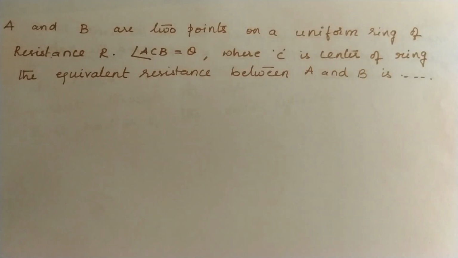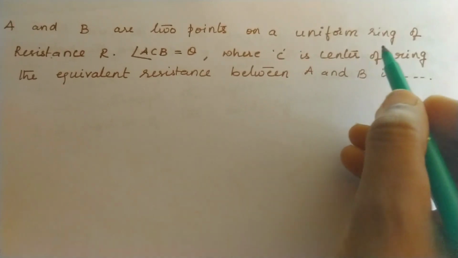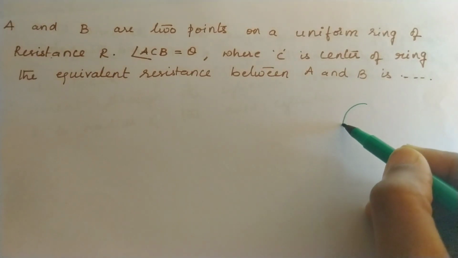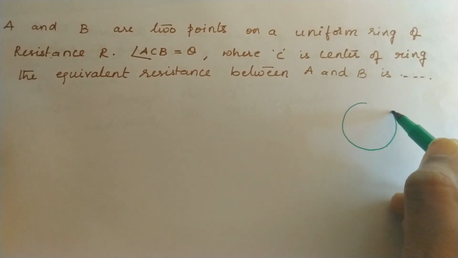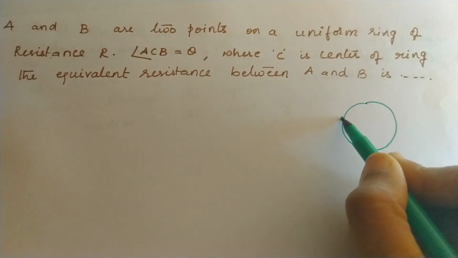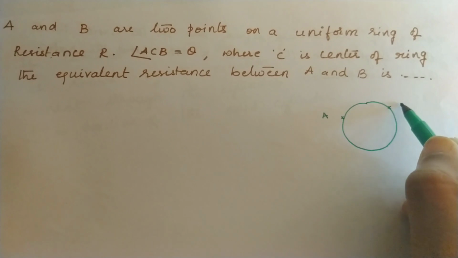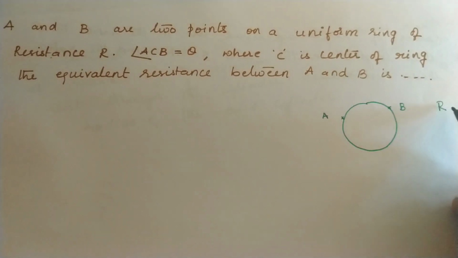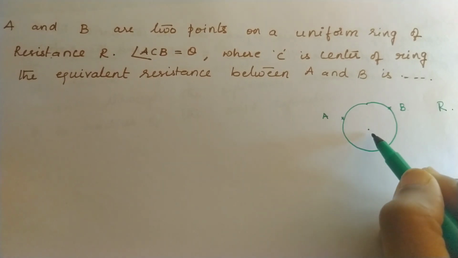Now come to this question. A and B are 2 points on a uniform ring of resistance capital R. Assume that there is a circle, a ring. A and B are 2 points. This whole ring has a resistance capital R. Center is C.